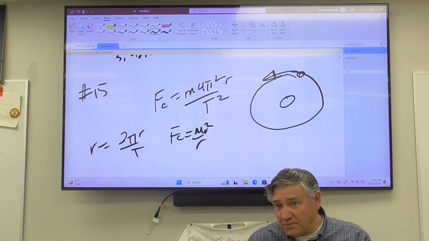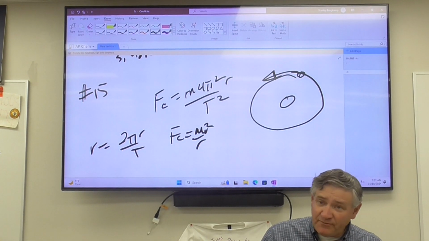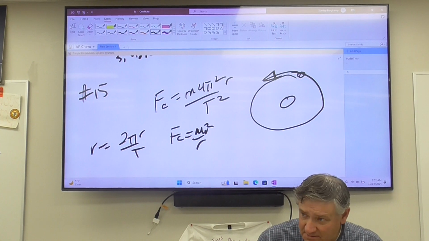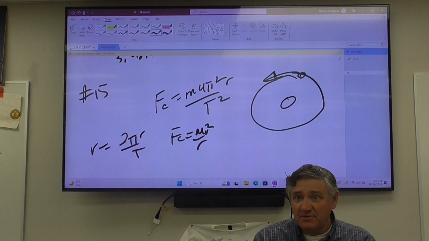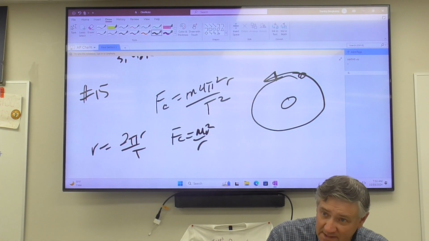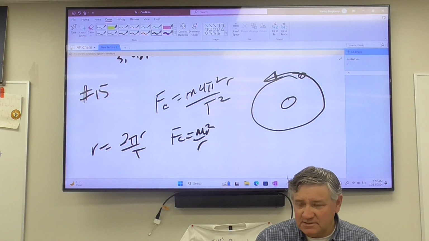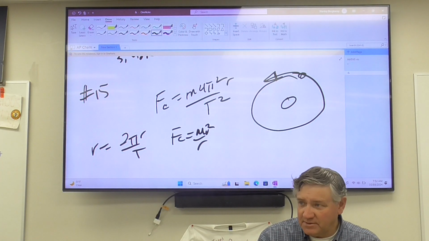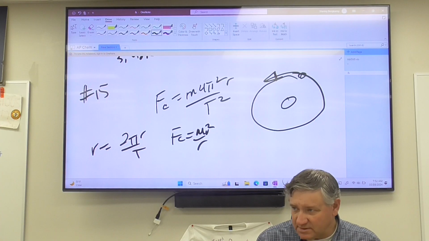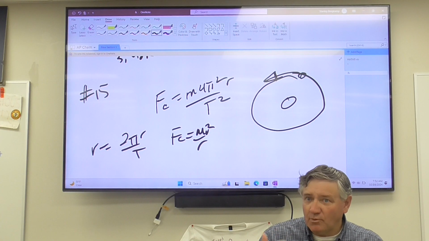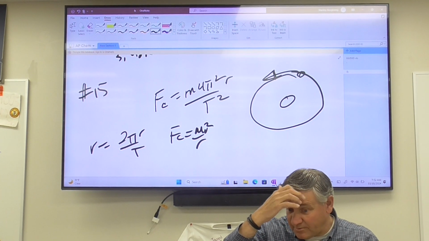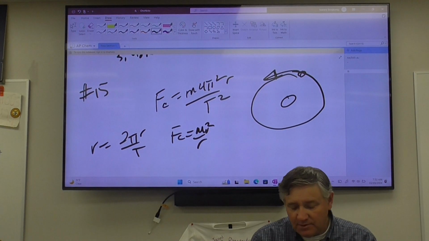Which is a good thing, because if the centripetal force that you need to keep an object on the surface of the Earth was more than what it weighs, we wouldn't be here having this discussion, okay? Because gravity is the only thing holding us on. And if you needed more centripetal force than what gravity could provide, you're off to the races.